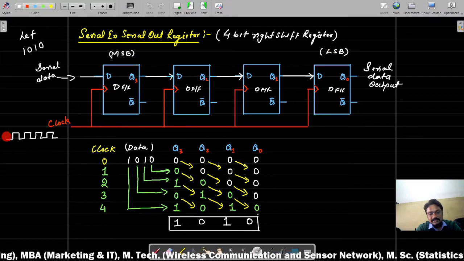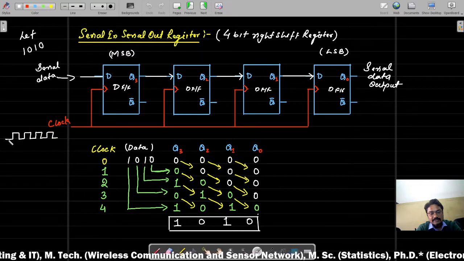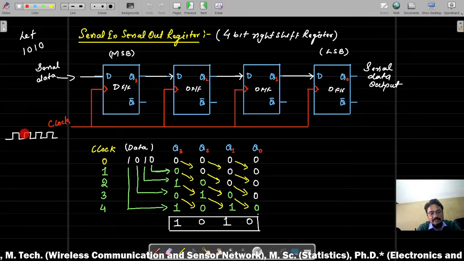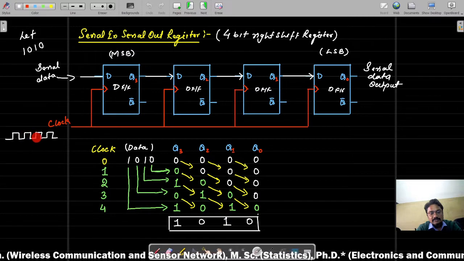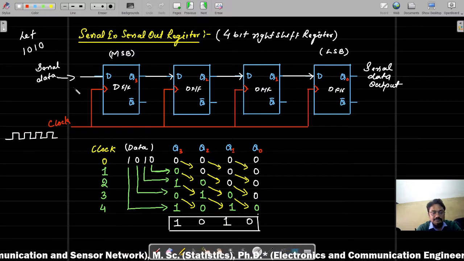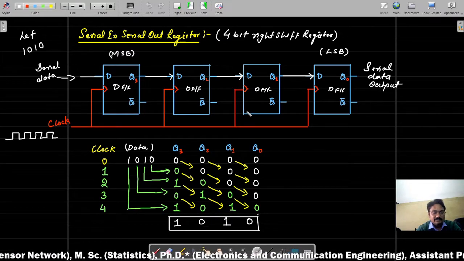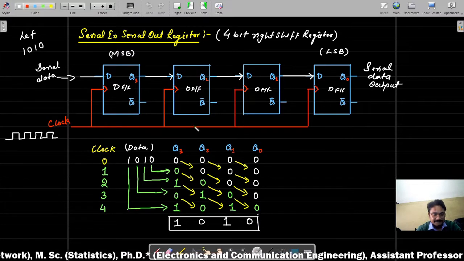And this small clock pulse diagram is represented over here to give you an idea that a regular rectangular clock pulse, or a square clock pulse, is used to operate the overall shifting of the data in this serial register.